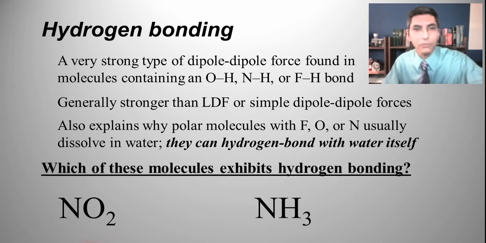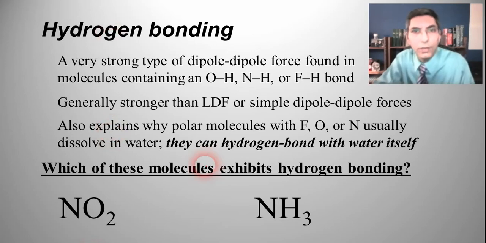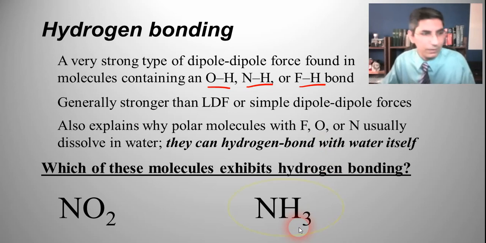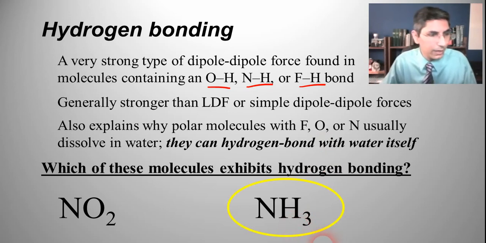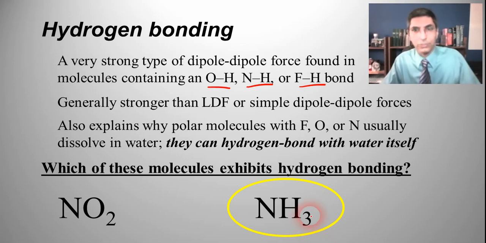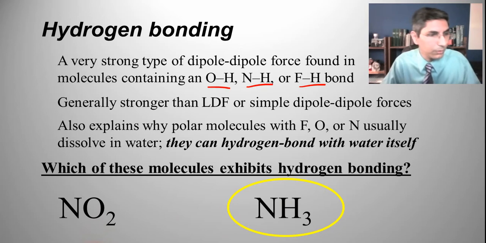So let's take a look at this question here, and it says, which of these molecules exhibits hydrogen bonding? So once again, in order for it to have hydrogen bonding, it has to have one of these three up here. And as we can see, there's only one of these molecules that's going to have that. It's going to have to be that NH3. And as a result, we can say that its intermolecular force is probably going to be a whole lot stronger than the NO2 would most likely be.